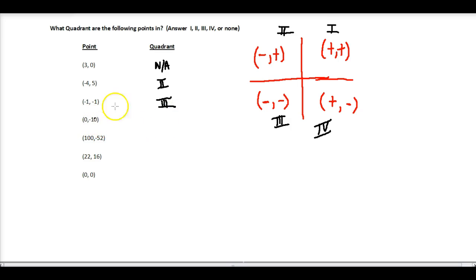The point (0, -10) is down here on the y-axis, and since it is on an axis, we know that it is not in any quadrant. The point (100, -52) has positive x value, negative y value, so that would be in quadrant 4. The point (22, 16), both x and y are positive, so that would be quadrant 1. And the point (0, 0), of course, that's our origin, and that would be not applicable because it's not in any quadrant.